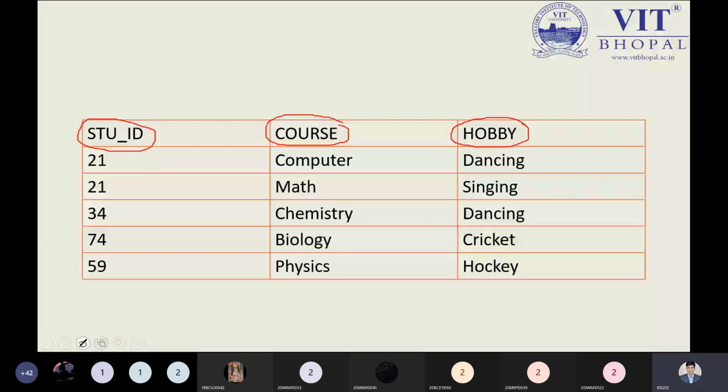You can observe the student ID 21. In this, we have the course. It means computer depends on the 21 ID and math depends on the 21 ID. And this ID also has two different values for hobbies. Dancing depends on student ID 21, and singing also depends on the student ID. So that is the reason.